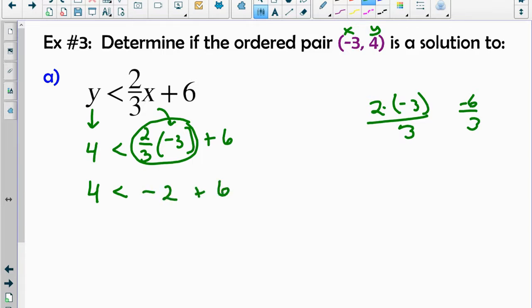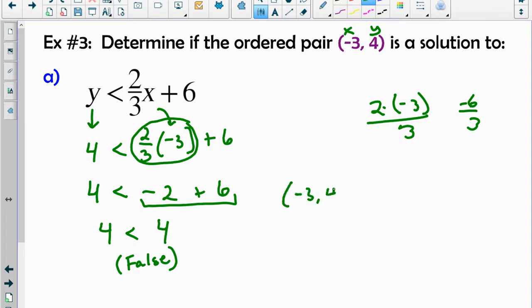We don't want to forget about the plus 6, so I take negative 2 plus 6, and that will equal 4. So I get the inequality statement that 4 is less than 4. Well, is 4 less than itself? No. You can't ever get a number that's less than itself. So we would say this is false. That tells us that negative 3 comma 4 is not a solution, at least to this inequality.